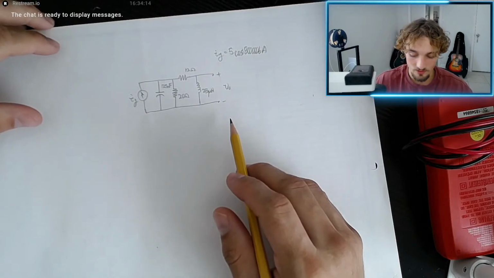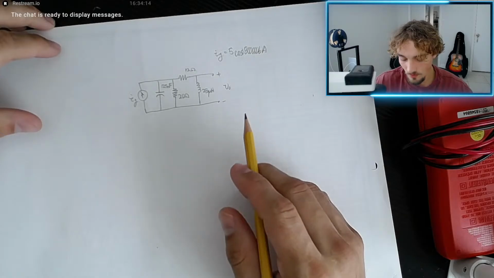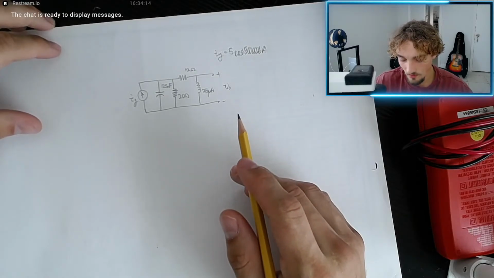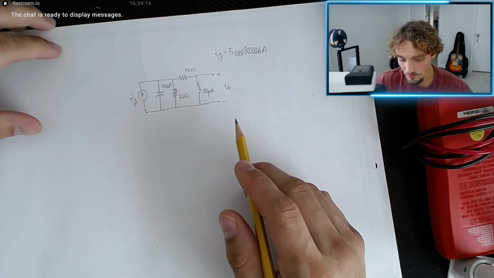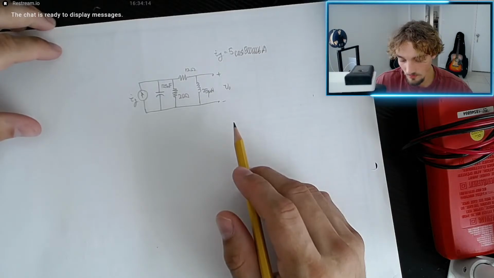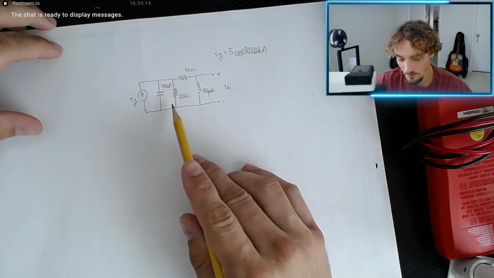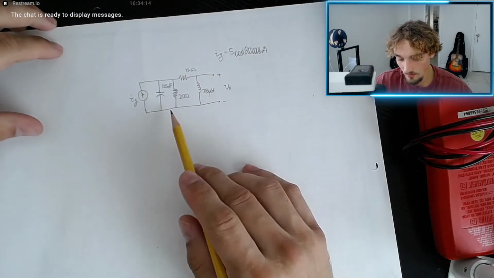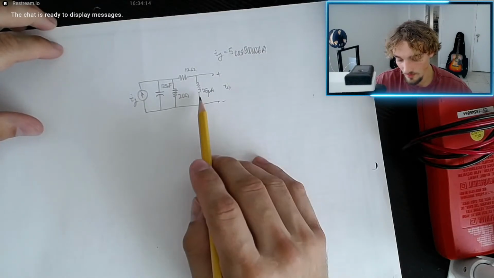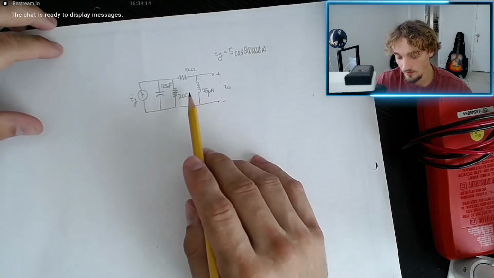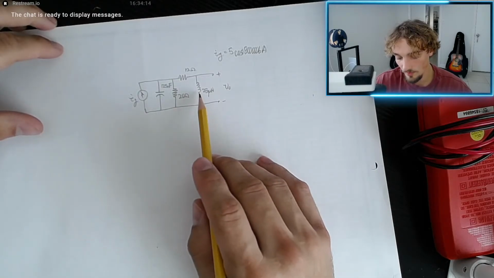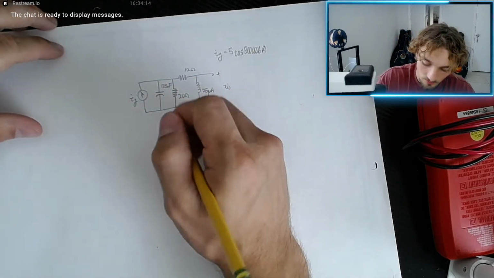So we have IG. I want to use a current dividing formula. So I essentially want to put all of these impedances in parallel. As we can see here, there's a series network, but I can still find the current running through just this branch of the parallel network.